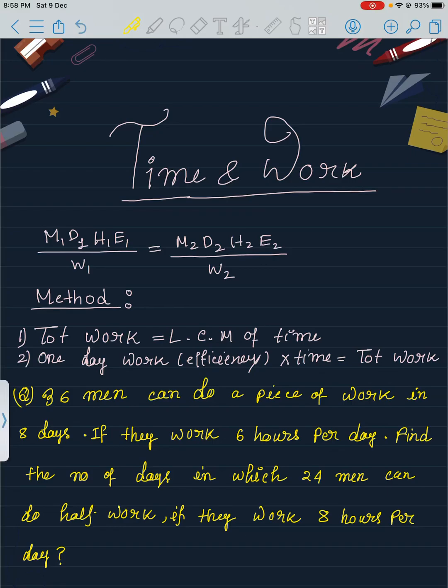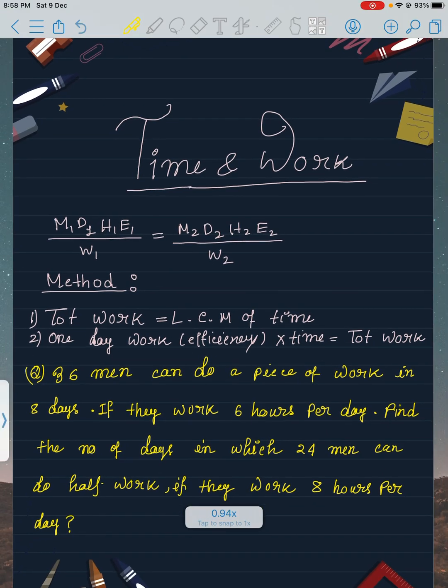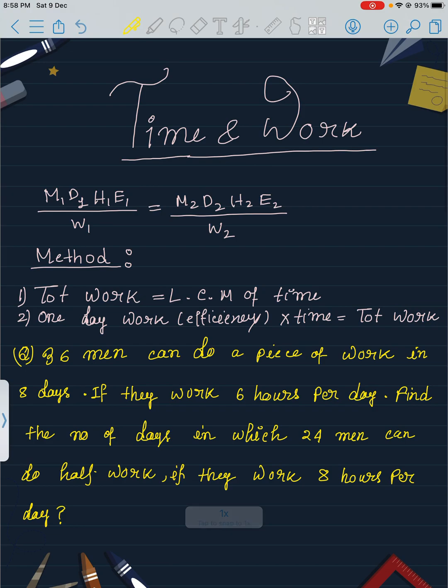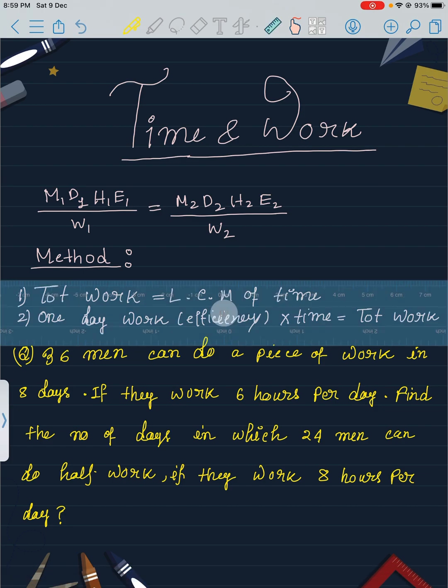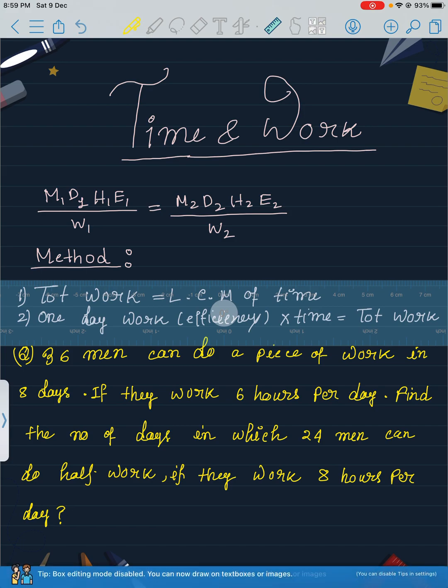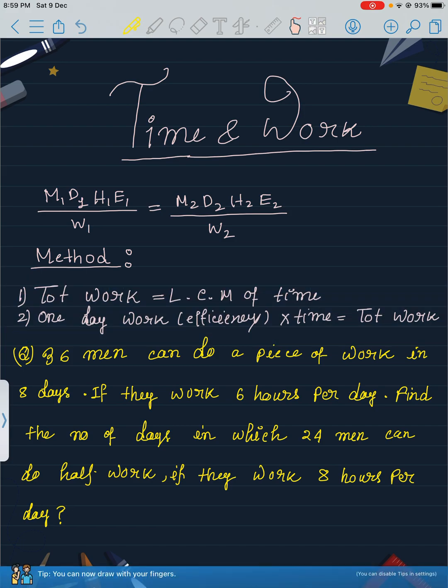I am going to discuss part of general aptitude of competitive exams like GATE or NET, and this portion is time and work. And see, what formula is needed in this chapter. I have noted it down.